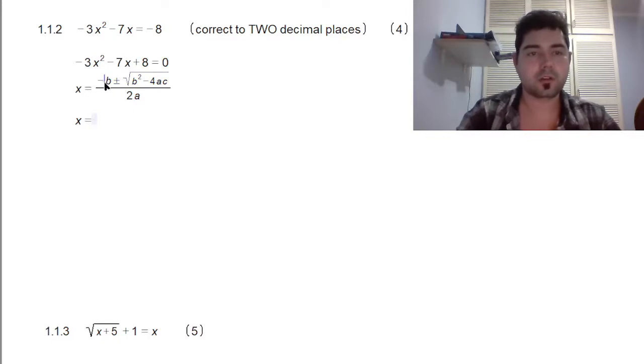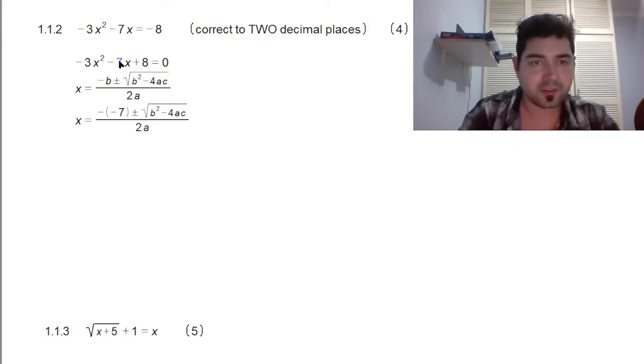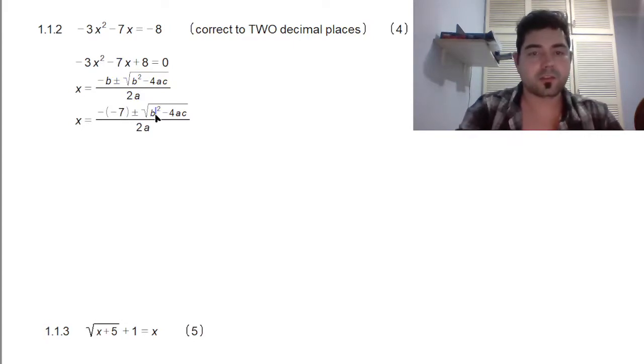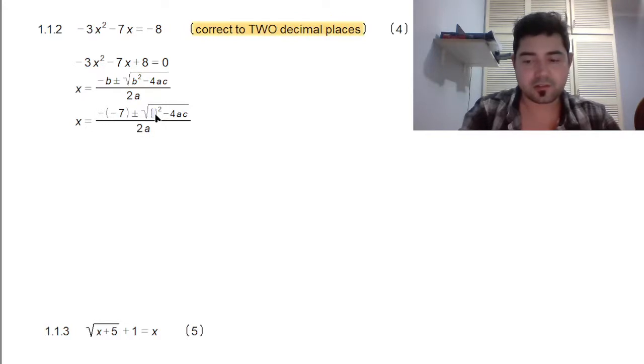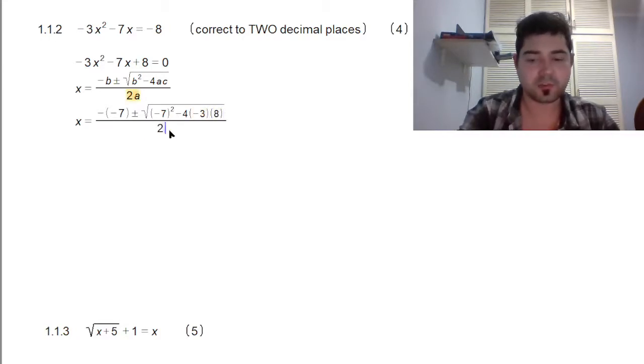So I'm going to fill in the values there. B is negative 7. That's the coefficient of the middle term. That's where we get b from over there. We fill b in both places. I'm going to fill in a as well. A is negative 3. Okay, remember the coefficients are a, b, and then c. So a is negative 3, and c is 8. Okay, fill in a again on the bottom there.